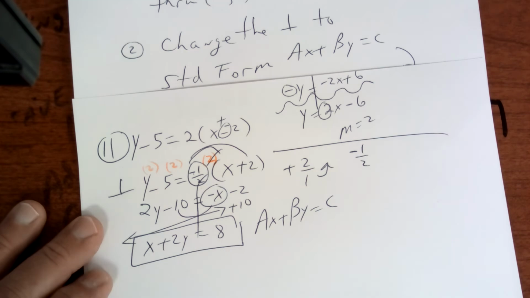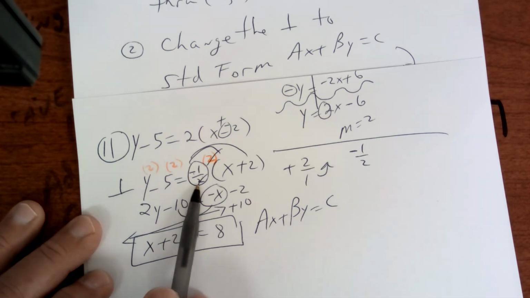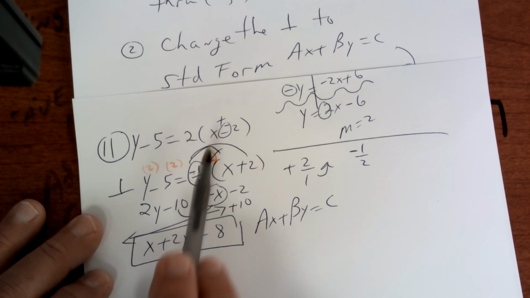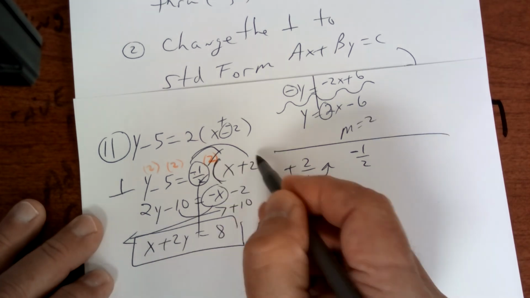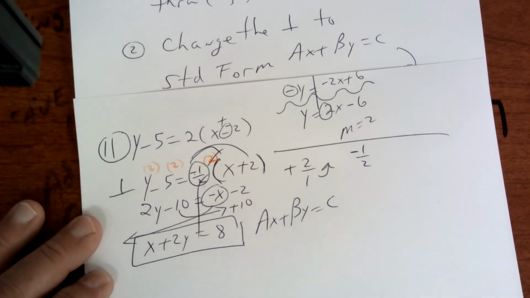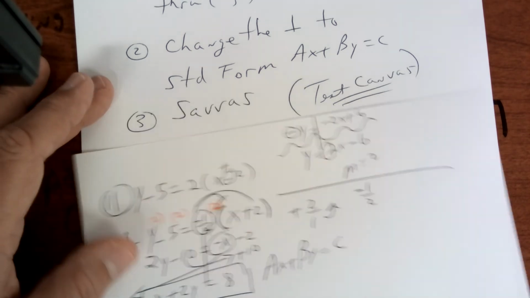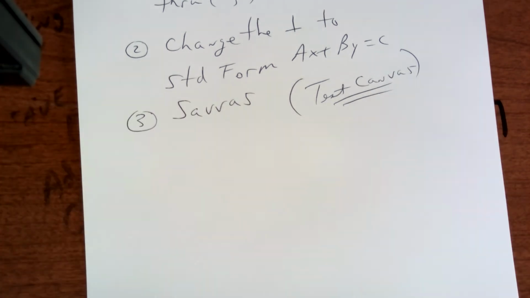And try to remember that shortcut. That's the easiest way to do it. Okay? If my denominator was a 7, I would have multiplied by 7. You don't do this one by 2 because it's in parentheses. It's already affected by that number once. You don't want to do it twice. You also have Savas today, and again, you have the test on Canvas.